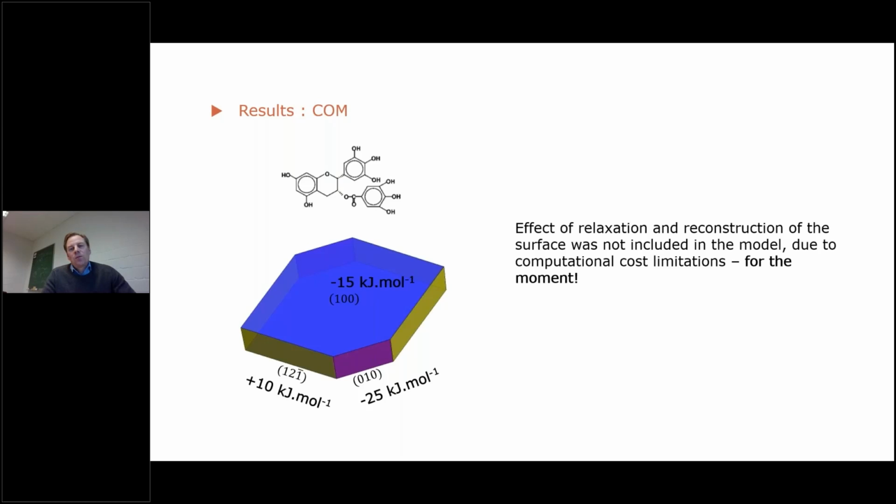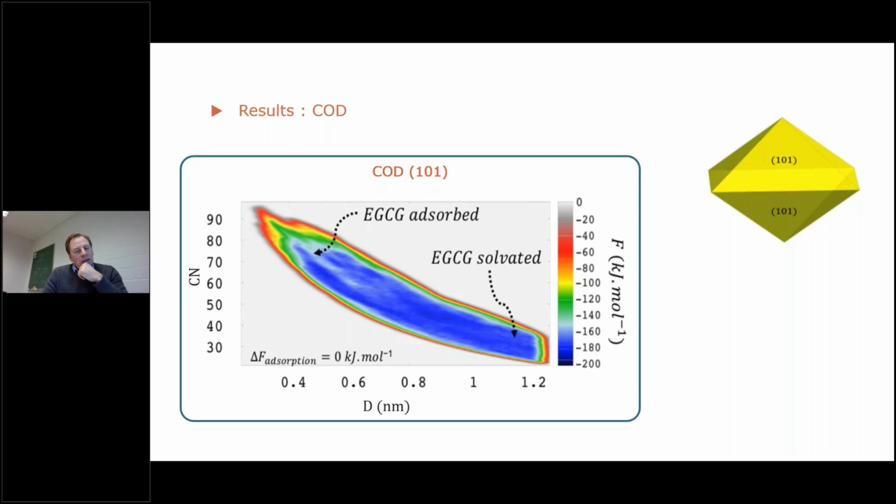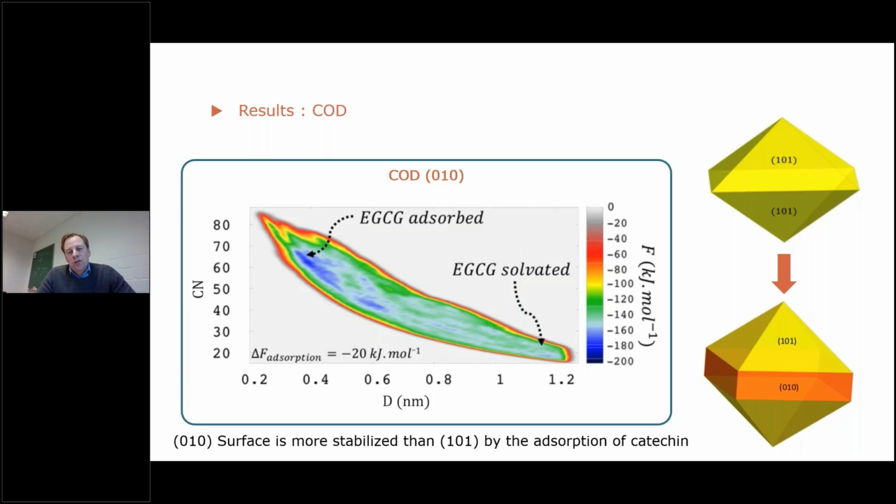Now there is another way we can visualize this, because now we have only seen a very small sampling, but if you do this for a long time, you can plot in fact the two variables, the distance between the complex and the surface, and the coordination number, and we plot this free energy. If the grafting or the adsorption itself is at short distances and high coordination number, so this is here, and we start from above the surface in the solvent, we are there. So with this plot we can make an energetic profile of the adsorption process.